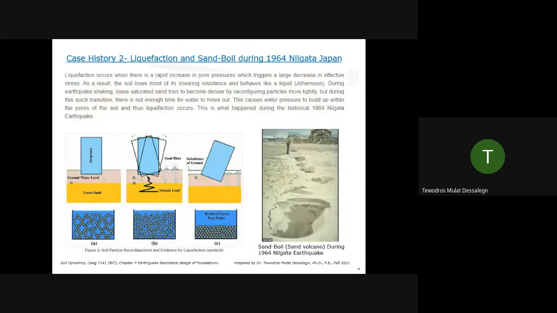The other case history is liquefaction and sand boil during the 1964 Niigata earthquake. So what happened here in Japan is you have a loose deposit, a loose saturated sand. The water table is right here. For loose sand, usually the particles are loose. So when seismic shaking happens there, the particles try to get compacted. They go down.